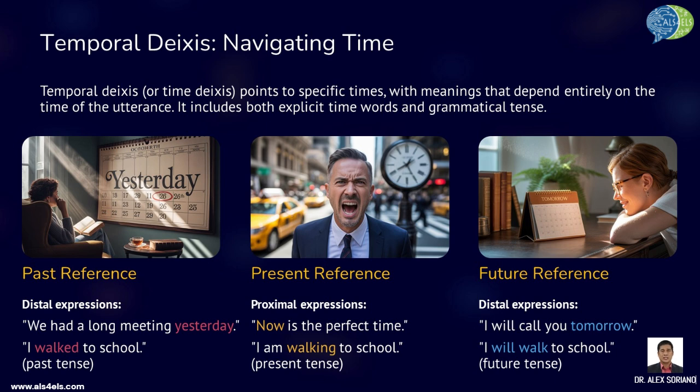Temporal deixis, or time deixis, helps us point to specific times. These expressions only make sense based on when the person is speaking. Temporal deixis includes both explicit time words and grammatical tense. Past reference: these are distal expressions, as they refer to a time that is distant from the present. For example, "yesterday we had a long meeting," or "I walked to school," using the past tense. Present reference: these are proximal expressions, referring to the time of the utterance. For example, "now is the perfect time," or "I am walking to school," using the present tense.